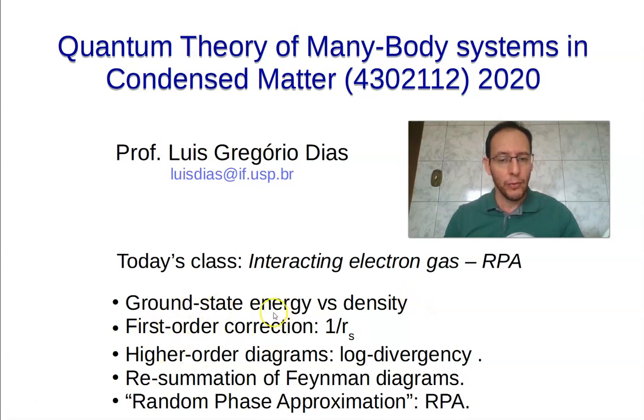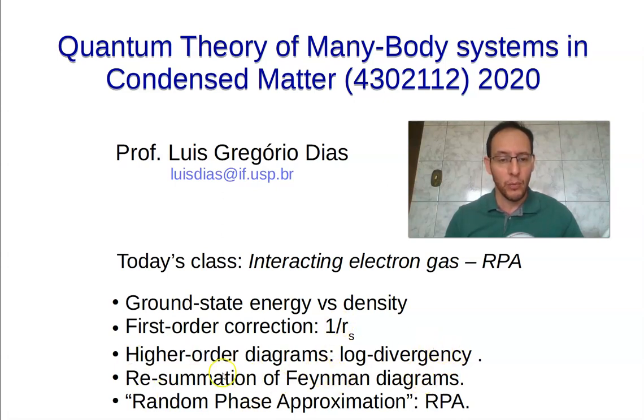Then we're going to go over the second order correction and see that there's a divergence there. So there's a log-divergence in second and higher orders, and we're going to discuss why this happens and how we can get around it.